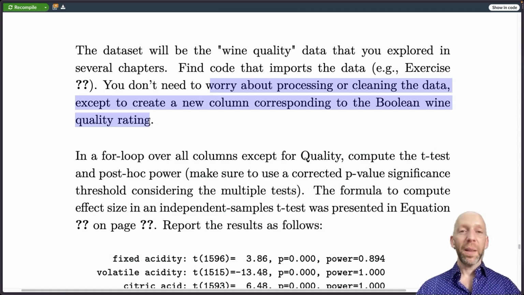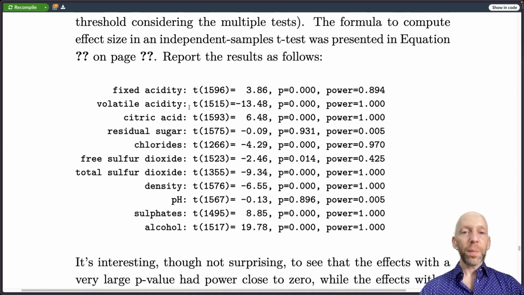You don't have to worry about anything to do with the data except for making a new column in the data frame that corresponds to the Boolean value of wine quality rating. So we want wines to be rated as low quality or high quality, and we are going to use that to split the data into 2 independent groups to perform a t-test on the different chemical variables that we have in this data set to see which of these variables significantly distinguishes low quality from high quality wines. Now, you have already computed independent samples t-tests on these data in the chapter on t-tests.